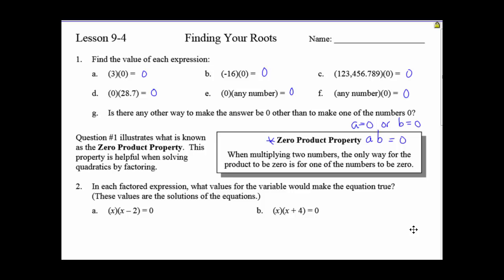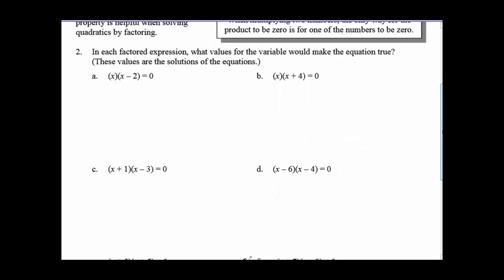When we look at number 2, A, in each factored expression, what values for the variable would make the equation true? These values are the solutions to the equations, or the roots, or the x-intercepts. We have x times x minus 2 equals 0. We need to figure out what we can plug in for x to make it 0, because we know that x needs to be 0, or x minus 2 needs to be 0. The best thing to do is take both factors and set them equal to 0.